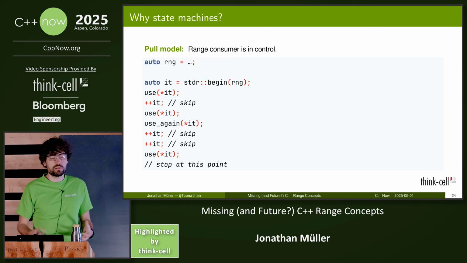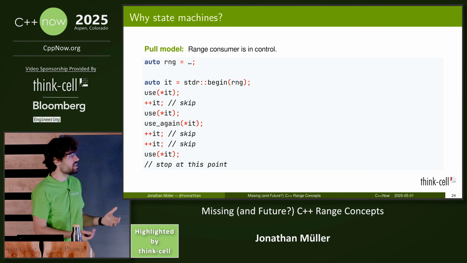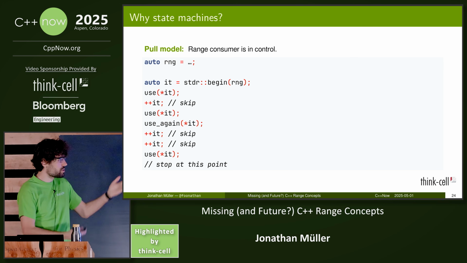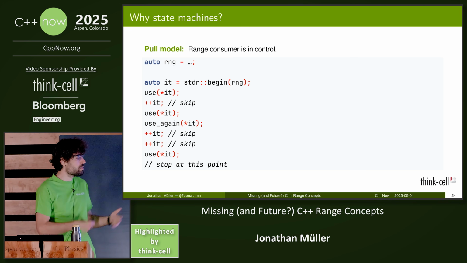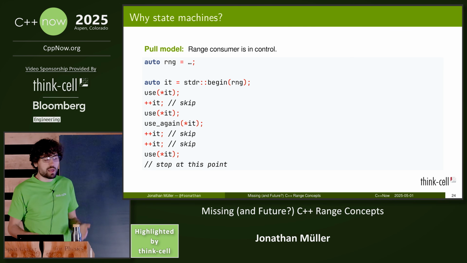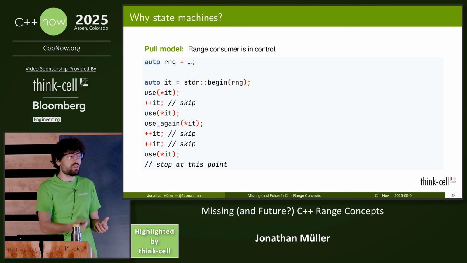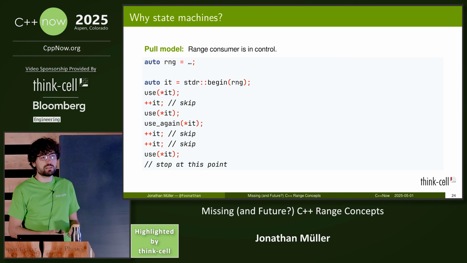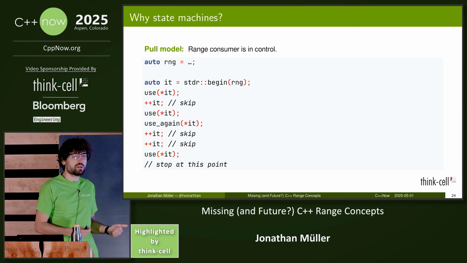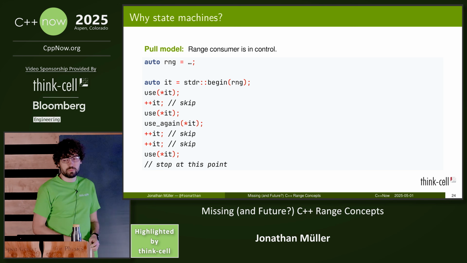You can write code like this. You get some range, you start iterating over it, you use your value, you skip a value, you use a value twice, you skip over some more values, you use it, and then you just stop. And then the range just sort of lays there, right? The range consumer is in full control over when to get the value, which values to get. It can go forward, it can sometimes go backwards, it can skip values, it's in full control.